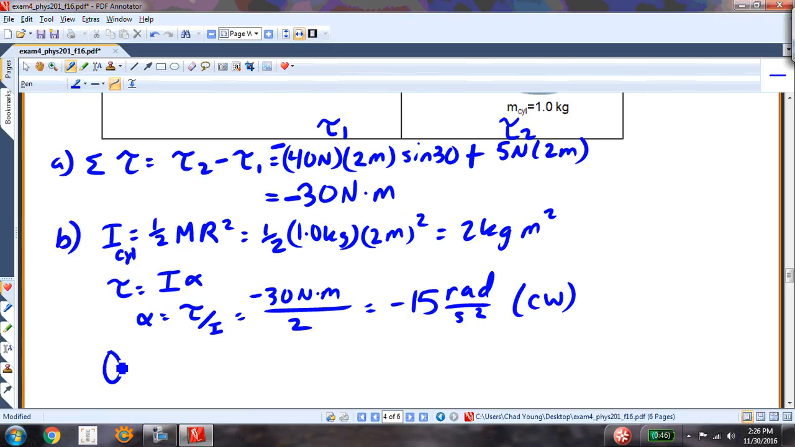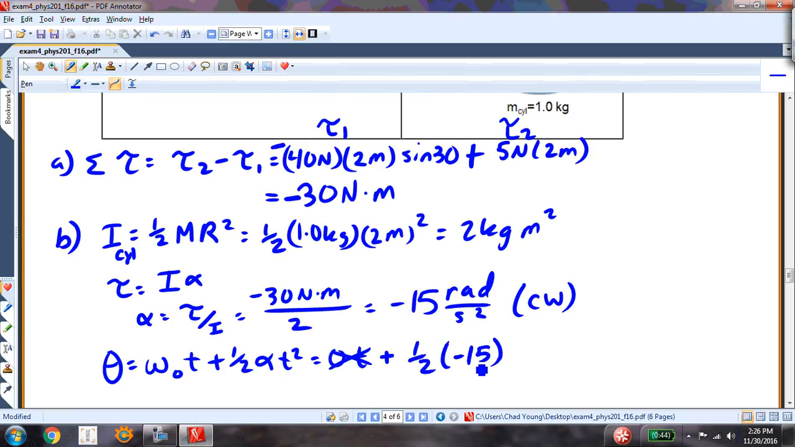And now really I want to know what is theta. So I say theta is omega naught t plus 1/2 alpha t squared. That is omega naught, which is 0, times t, so that whole term goes away, plus 1/2 of negative 15 times t, which was given in the problem, 3 seconds squared. That's 7.5 times 9. I get negative 67.5 radians. So it travels through that distance, that angle, in that time. So that is the answer to B.